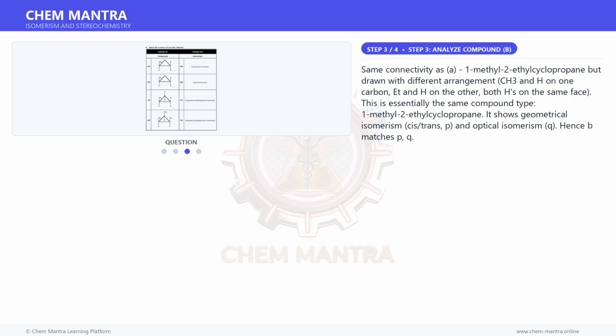Moving on to the next step. Same connectivity as A, 1-methyl, 2-ethylcyclopropane, but drawn with a different arrangement: CH3 and H on one carbon, Et and H on the other, both H's on the same face. This is essentially the same compound type, 1-methyl, 2-ethylcyclopropane. It shows geometrical isomerism, cis-trans, P, and optical isomerism, Q. Hence B matches P, Q.